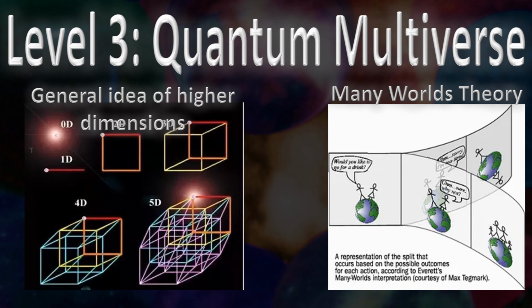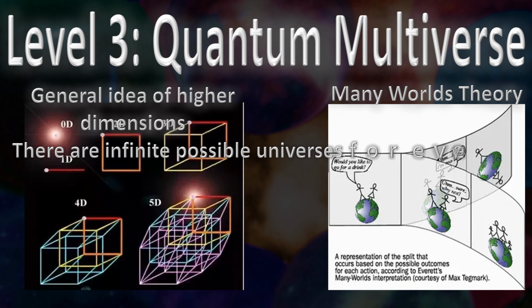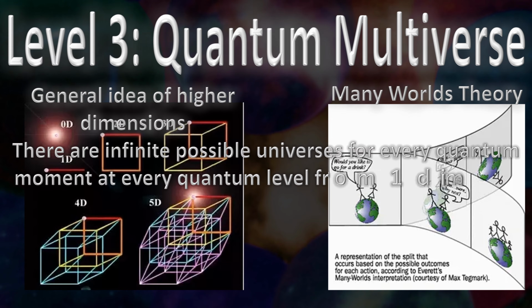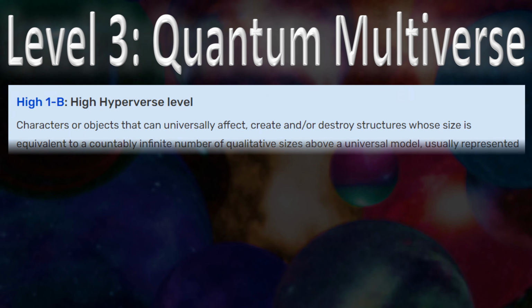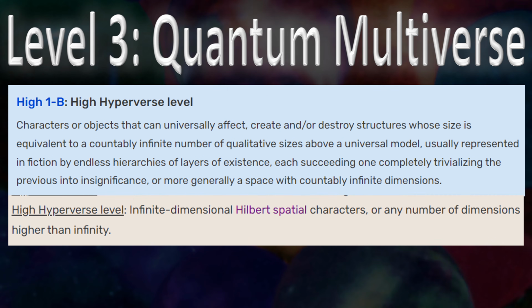But it means that there are infinitely many different universes of infinitely many possibilities, all branching out from each other. And the branches do include the idea of dimensionality, so there are infinite different dimensions or different dimensional levels, from 0-dimensional all the way up to infinite dimensional. In power scaling, we call this high hyperversal.